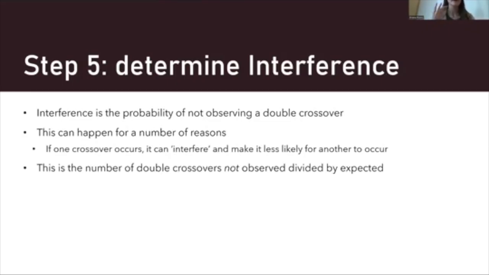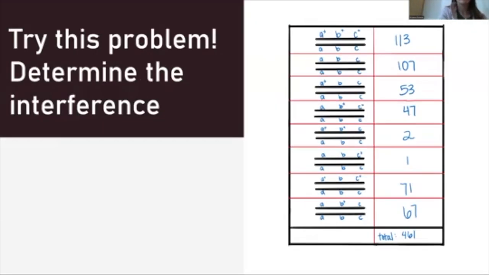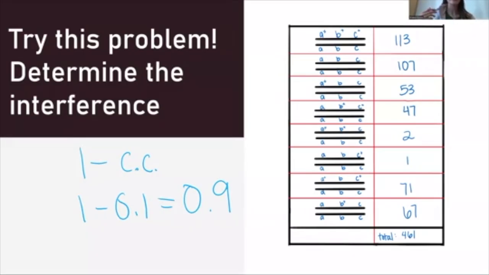And you can think about this two ways. It's either the number of double crossovers not observed divided by the expected number, or the easier way, 1 minus the coefficient of coincidence. And that's what we're going to use. So interference is 1 minus the coefficient of coincidence. 1 minus 0.1 gives you 0.9. And that means that we are not observing 90% of the double crossovers that we would expect to observe.